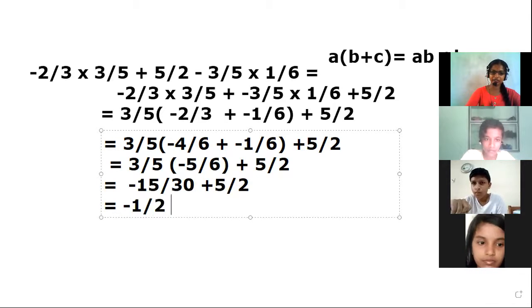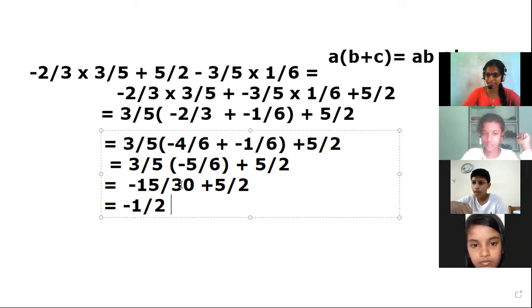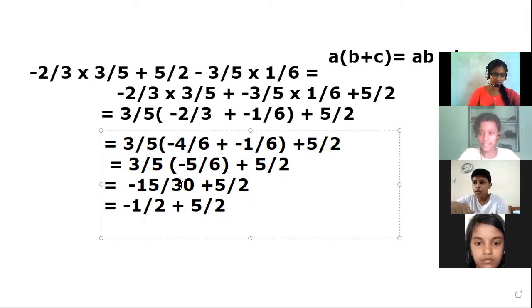How can we change this minus 15 by 30 as minus 1 by 2? Because 15 is a factor of 30, is it? 2 times 15 is 30. That's why we write minus 1 by 2 instead of minus 15 by 30. Okay. So minus 1 by 2 plus here is 5 by 2. Is it? Yes. Then what would be the answer?